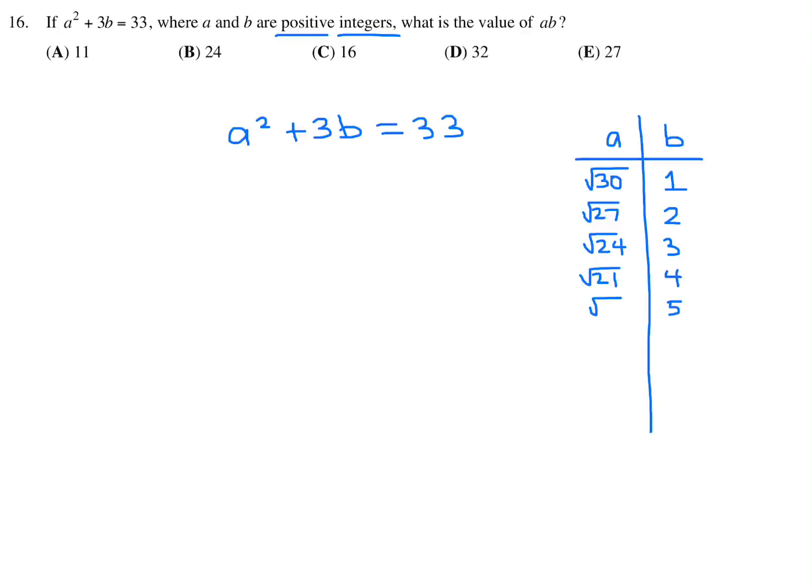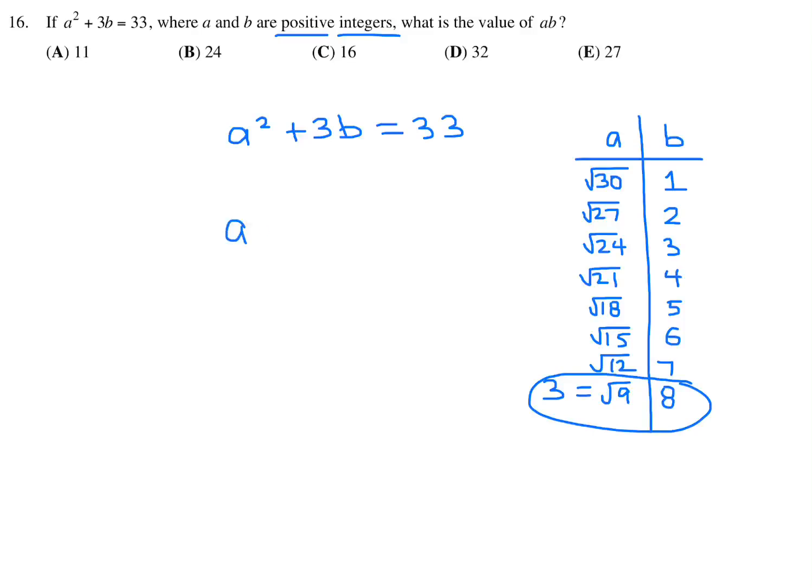5, square root of 18. 6, square root of 15 for A. 7, square root of 12. 8, square root of 9. Okay, finally get an integer. So this is a solution. A equal to 3 and B equal to 8.